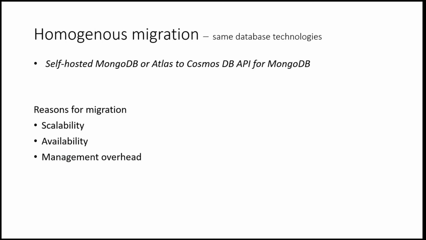Lastly, a quick overview of the homogeneous migration solutions. So these are when you migrate between the same database technology, so self-hosted MongoDB or Atlas to Cosmos DB API for MongoDB. So here, the top reasons for migration are, again, scalability, availability, and reducing the management overhead.